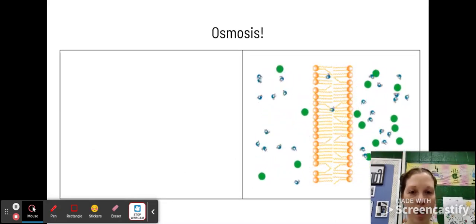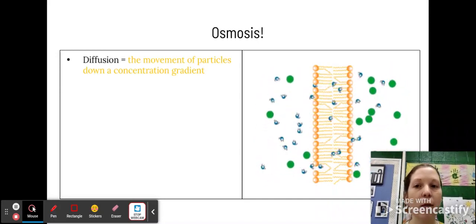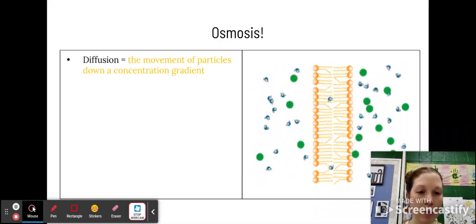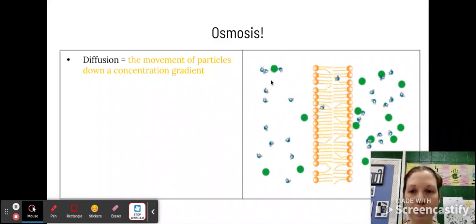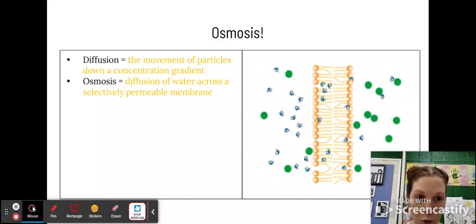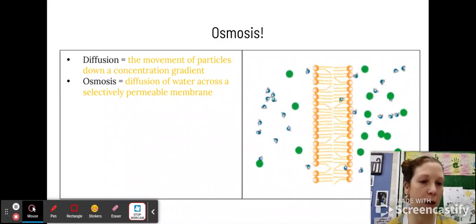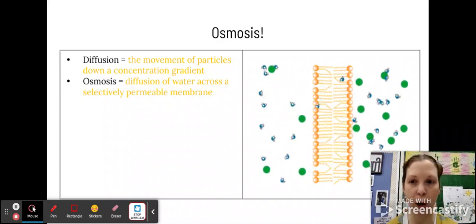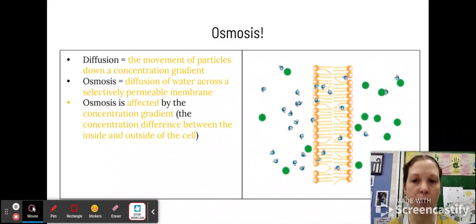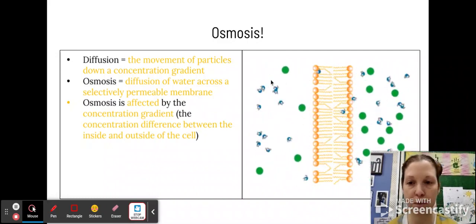All right, so let's talk about osmosis. Osmosis is a form of diffusion, and diffusion is the movement of particles down a concentration gradient. Remember, we always flow from high to low, so we're moving particles from one side to the other. Osmosis specifically is the diffusion of water. So not particles, we're looking at the movement of water through a selectively permeable membrane like our plasma membrane. Osmosis is affected by the concentration gradient and the concentration difference, the difference between water outside the cell versus water inside the cell.